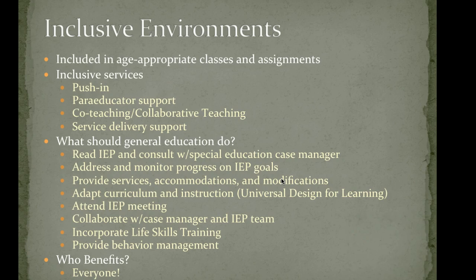So what are the things that you're supposed to be doing as a general educator? You should read the IEP and consult with the special education case manager. Get to know what the student needs and how the student learns so that you can help support them best. You need to address and monitor progress on IEP goals, and then communicate this with the case manager so that they can make sure to communicate it with the powers that be, which oftentimes is the parent, or they can work with the student on making sure that their needs are being met.